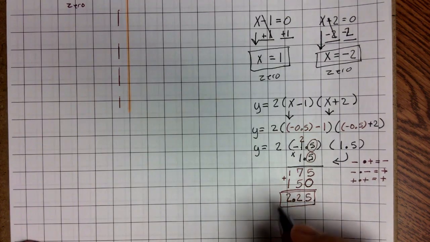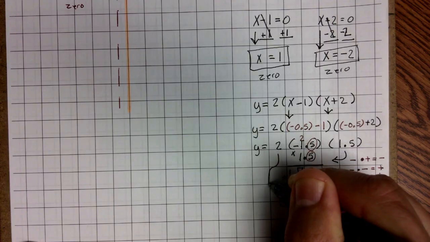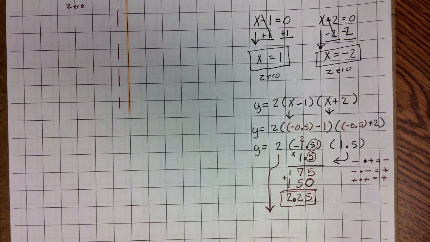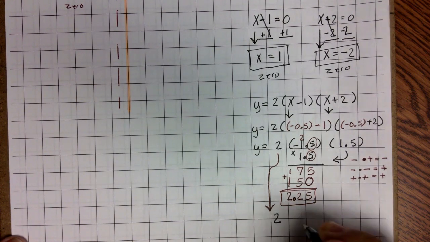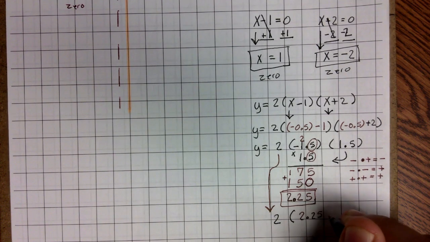Alright, I'm now going to finish doing the math here. Remember I said we haven't dealt with this 2 yet. We got to bring this 2 down. So now I'm going to rewrite this. This is now actually 2 times 2.25.